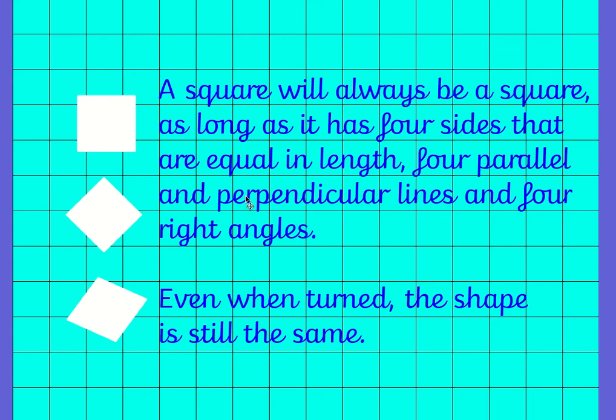In the same idea, a square will always be a square as long as it's got 4 sides that are equal in length, has 4 parallel and perpendicular lines and 4 right angles. Even when it is turned, it is still the same. So here you go. This is actually this shape just rotated slightly so that you can see it's still a square, it's just been rotated.